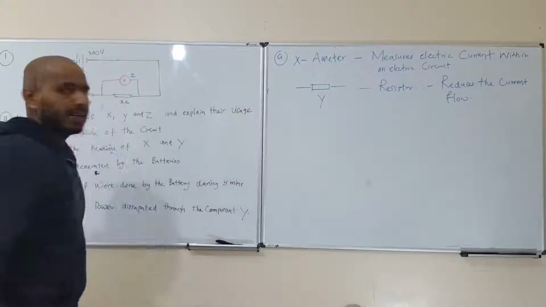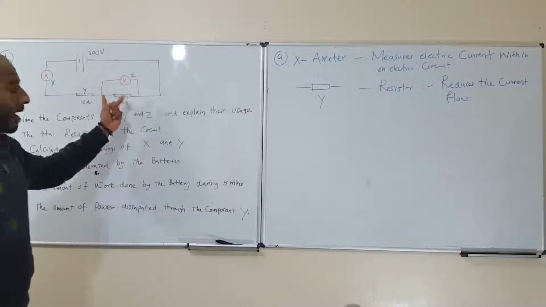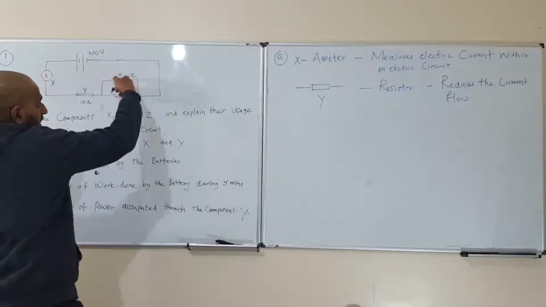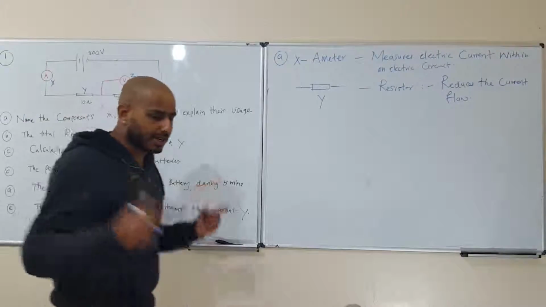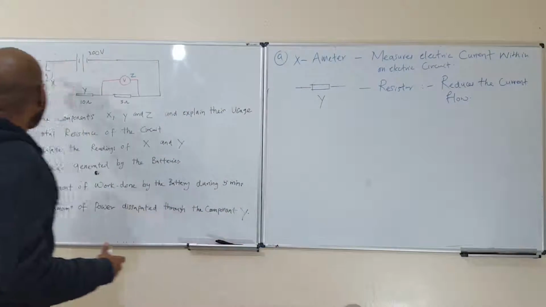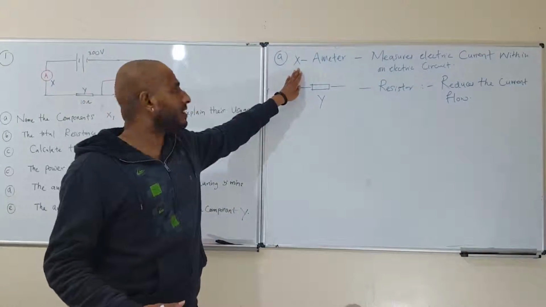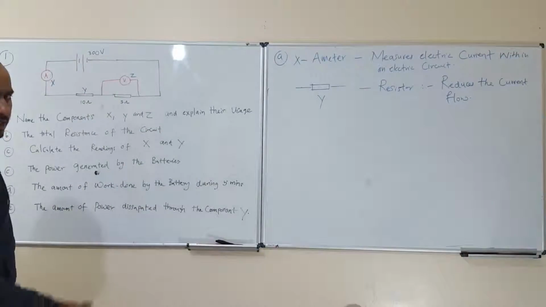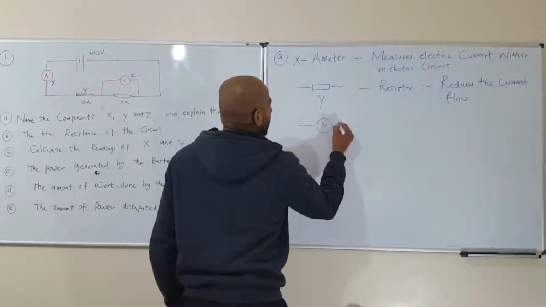The other one is Z. If you look into this component here, it is connected in parallel and is given as V. This component is basically a voltmeter. You should be able to recognize it. Keep in mind, voltmeters are always connected in parallel. They are never connected in series. Ammeters are always connected in series, whereas the voltmeter is always connected in parallel. So that's basically a voltmeter.